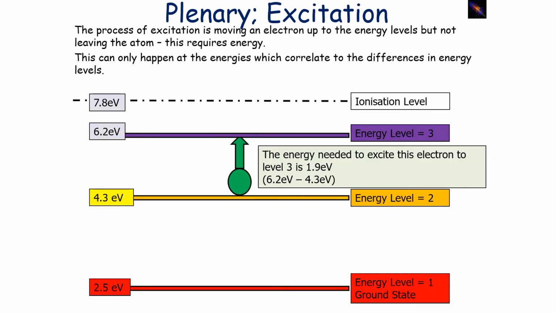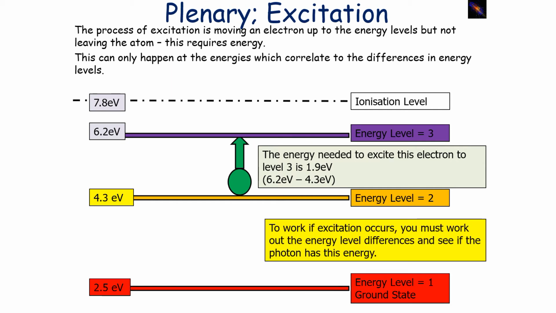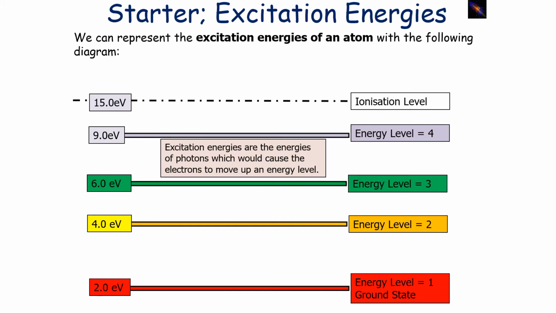Now we've talked about de-excitation, but the process of excitation is moving an electron up the energy levels but not leaving the atom, and this can happen when the energies correlate to the exact differences in energy levels. So in this case, the energy required to excite the electron in level 2 to 3 is 1.9 eV. So again, to work out if excitation occurs, you work out the energy level differences and see if the photon has this energy. Now we can represent excitation energies with the following diagram, and these are the energies of the photons that would cause the electrons to move up an energy level.